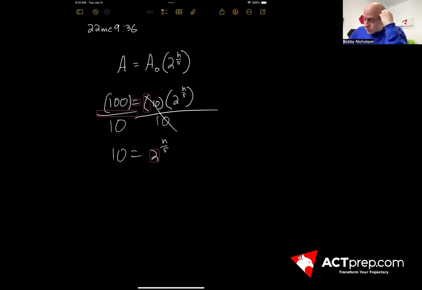Now, we can't easily solve this with back solving. You could try to back solve here to see if either of the numbers that you can plug in, the 5 or the 25, work, but they do not. If we put in 5 for H, it just makes it 2 to the 1 power, which 10 does not equal. If we put in 25 for H, it equals 2 to the 5 power, which also does not equal 10. And so neither F nor G is an answer. But back solving is a great way just to check.